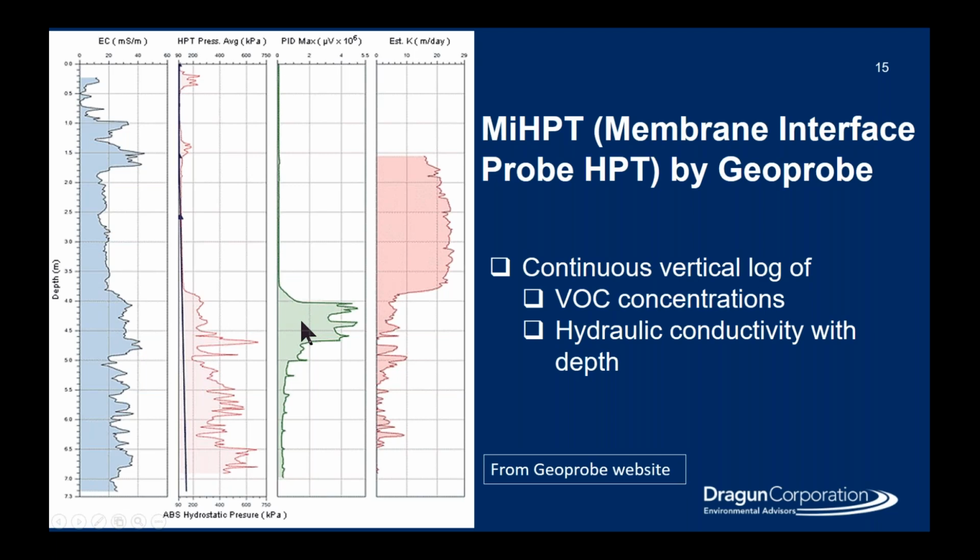And then the green shaded log here is the MIP log. So that's the organic concentrations. And you can see that the highest MIP readings are just at the bottom of the permeable zone where it starts to get clay. So we've got an area there where you're probably seeing the highest mass flux because you've still got some relatively permeable materials, but you've got the highest MIP concentrations in that zone.